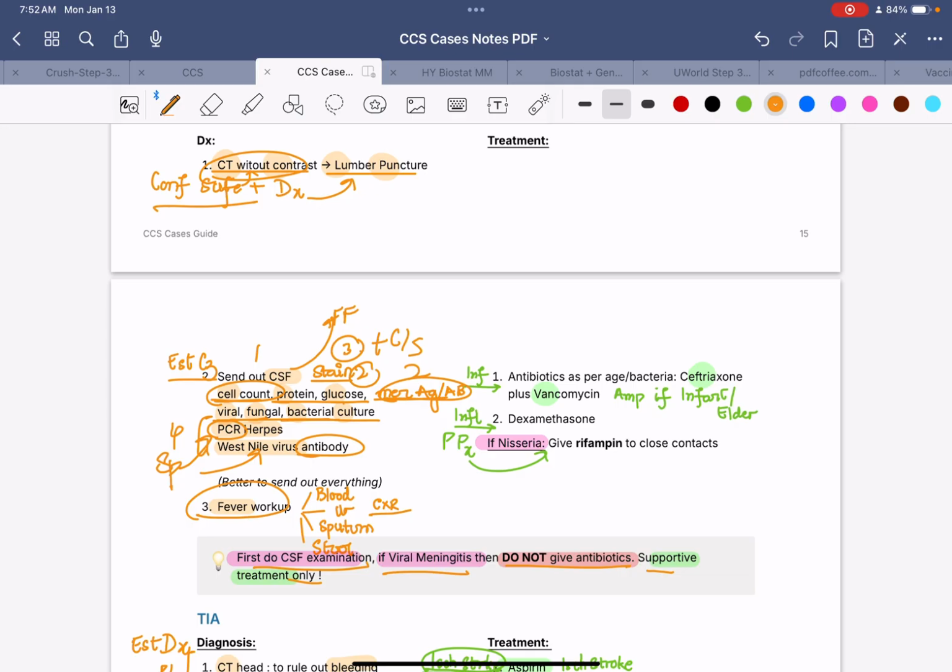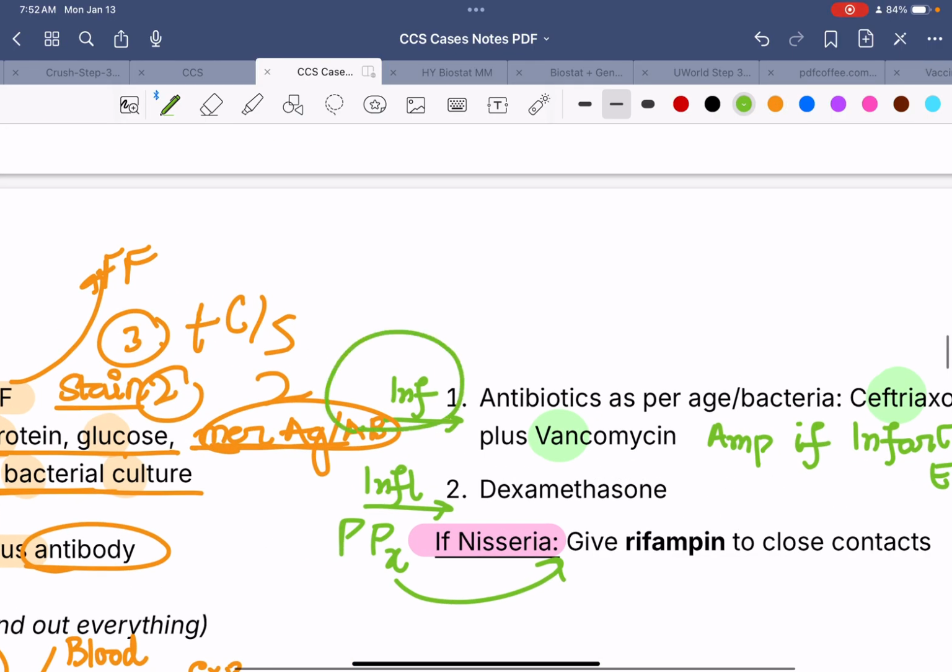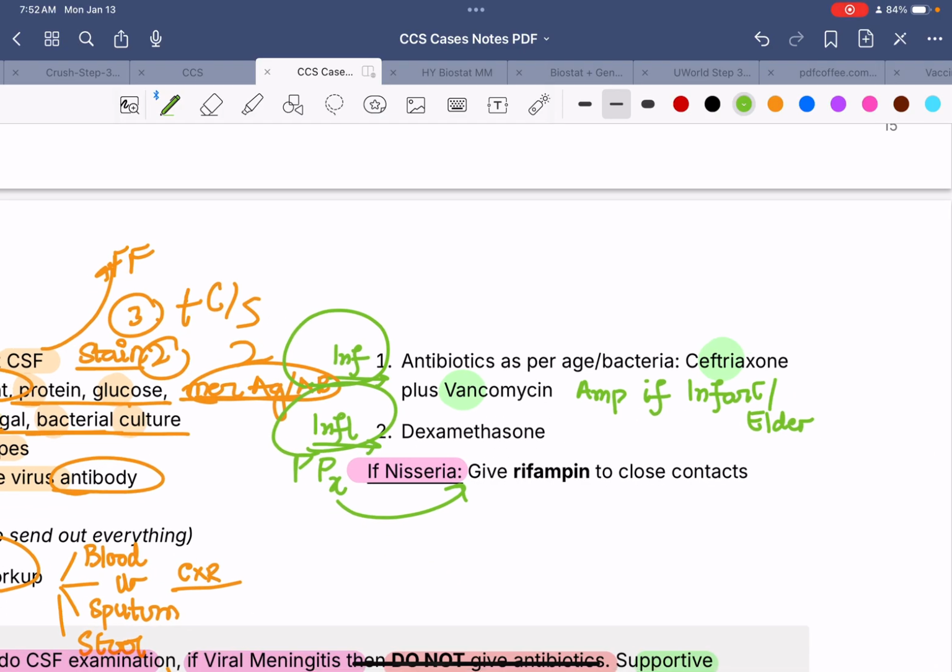And in the treatment, our 2 main goals are: we are going to control the infection along with control the inflammation. So infection is with, if it is bacterial meningitis, we are going to treat it with ceftriaxone and vanco, and if it is an infant or elderly patient, we are going to add ampicillin for more coverage of listeria.